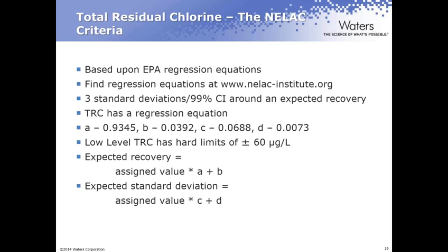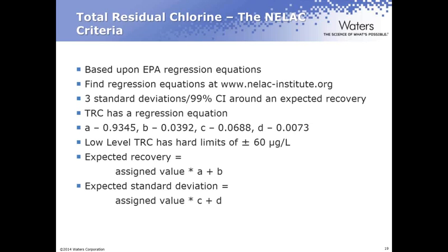So let's talk a little bit about total residual chlorine. The statistics are done the same way as they're done for fluoride. Again, it's based upon the EPA regression equations. NELAC has a website, nelac-institute.org, where you can find all that information for yourself. Again, it's 3 standard deviations, just like it was for fluoride. For total residual chlorine, there's also a regression equation for what we call the high level, or the milligram per liter level of total residual chlorine. And you can see the A, B, C, and D factors there.